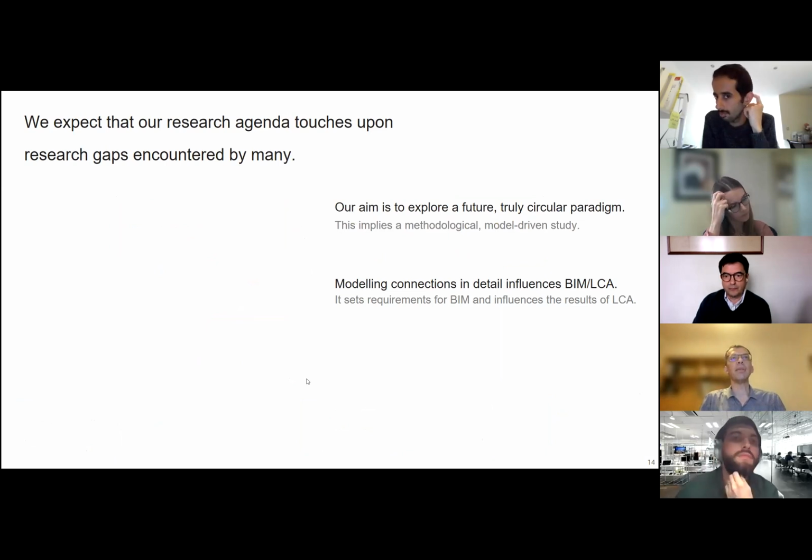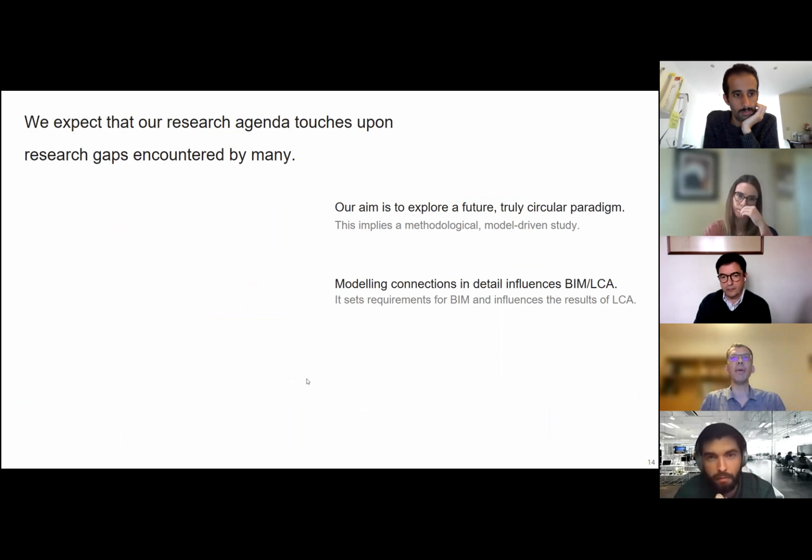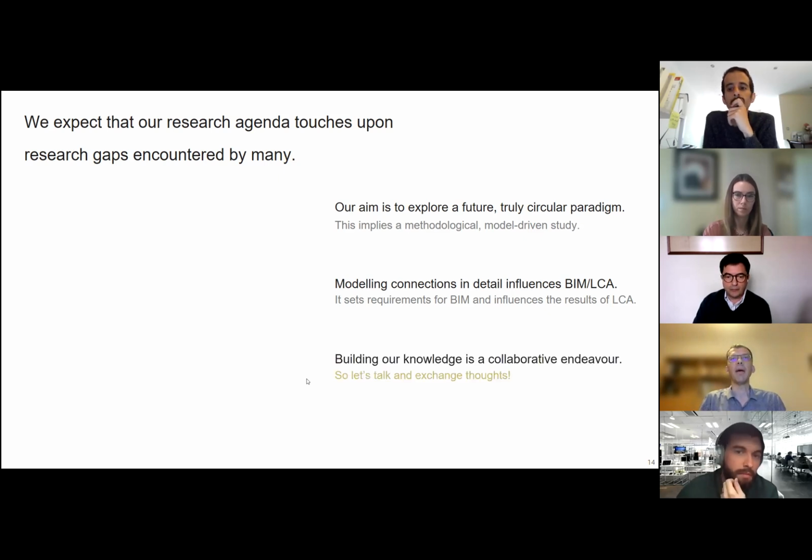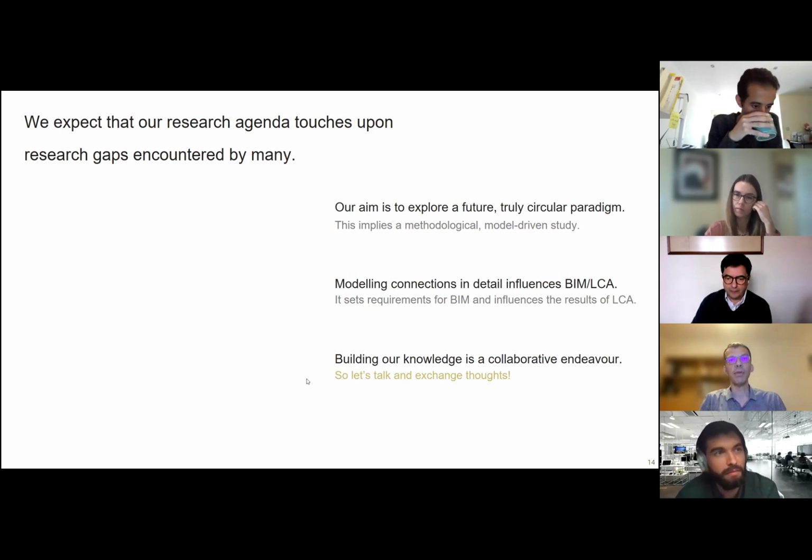So we expect that our research agenda touches upon research gaps that are encountered by many. We're aiming to explore a future truly circular paradigm. Obviously, this implies a very methodological and model-driven study. We're looking to model connections in detail that influence BIM and LCA, setting requirements for BIM and influencing the results of a life cycle assessment. And obviously, building our knowledge is a collaborative endeavor. So we're happy to talk and exchange thoughts with all of you and beyond.